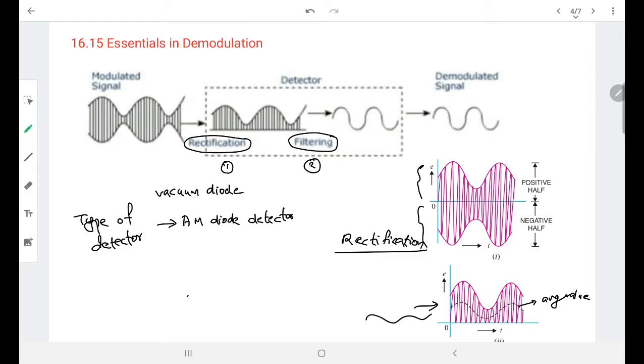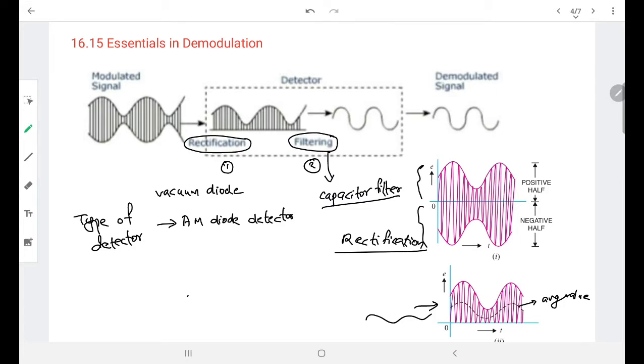The second process is filtration, which we also studied in electronics. Filtration means our output still contains high frequency waves, so we remove this high frequency RF component, RF meaning radio frequency, using filter circuits. Here we are using a capacitor filter circuit in the AM diode detector.